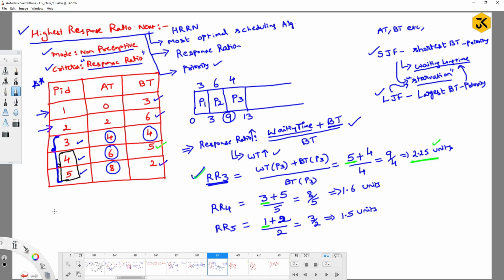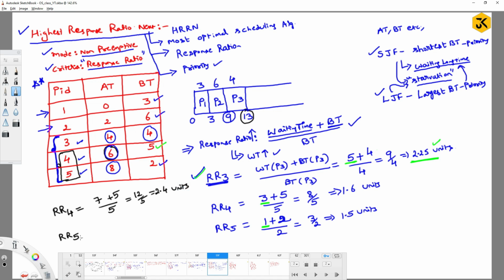Now which one will be given the chance? Again you have to calculate the response ratio, right? Response ratio of 4 and response ratio of 5. What is the response ratio of 4? The arrival time is 6 and the present time is 13. So waiting time is 13 minus 6, that is 7, plus 5, by 5, which is equal to 12 by 5, that is 2.4 units of time.